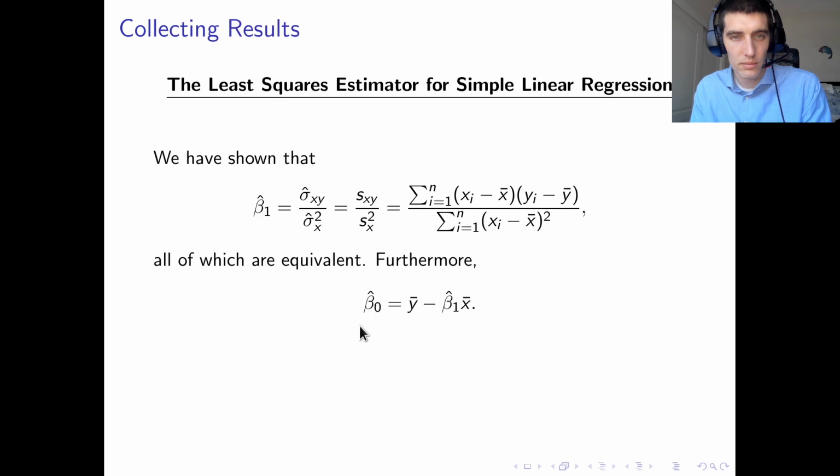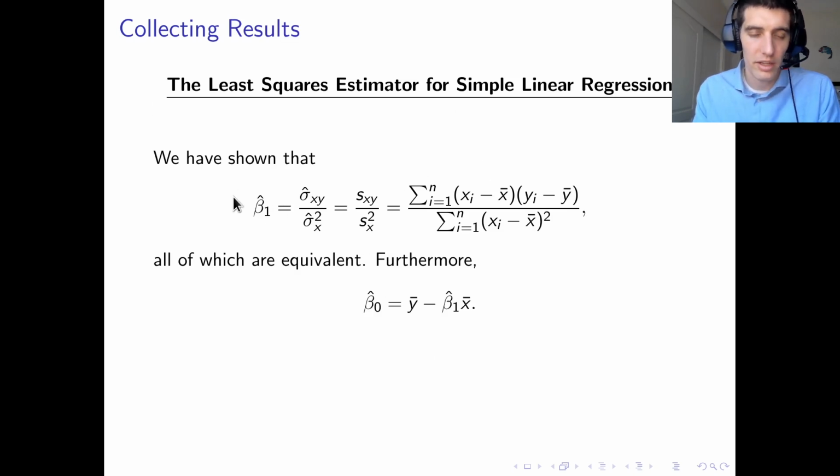And what we've seen via these reductions is that we can write the slope term as the covariance divided by n over the variance divided by n, the covariance divided by n minus 1 over the variance divided by n minus 1, or just cancel the n minus 1s or n's respectively and just write it as these sum terms. Okay, these are all equivalent, and then beta 0. We haven't really manipulated it.